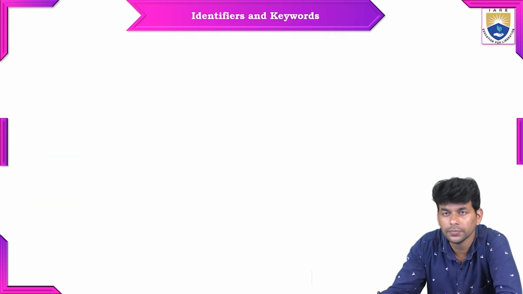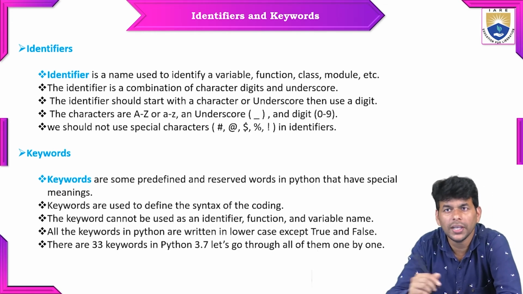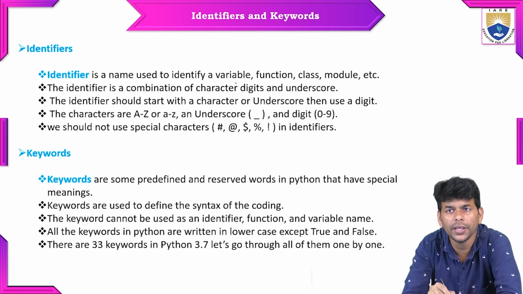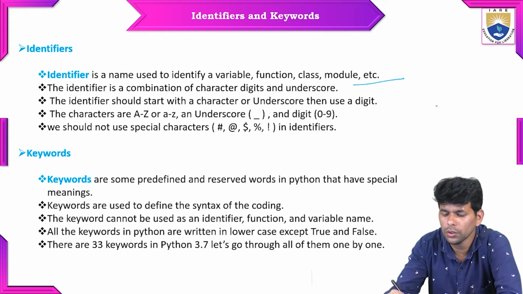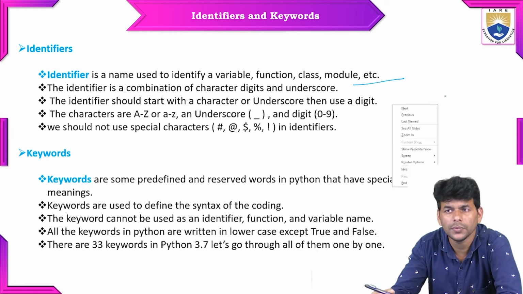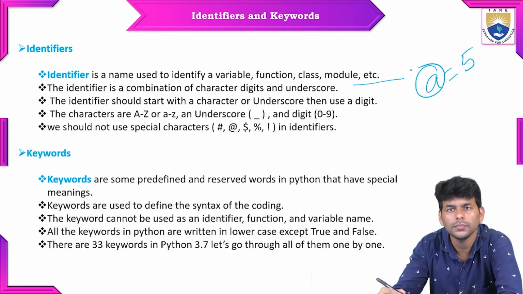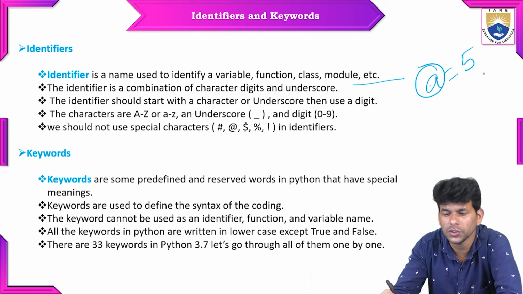The next topic is Identifiers and Keywords. What are identifiers and keywords? Very simple. An identifier is a name used to identify a variable, function, class, module, etc. For suppose if I take A equal to 5, what is this A? A is an identifier, which is named as a variable, which can store the value 5 for the program.